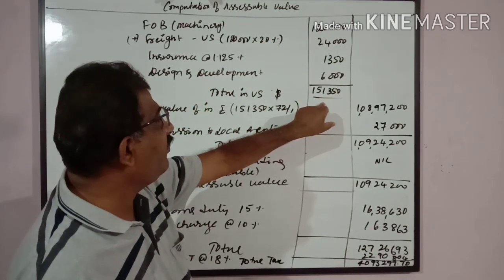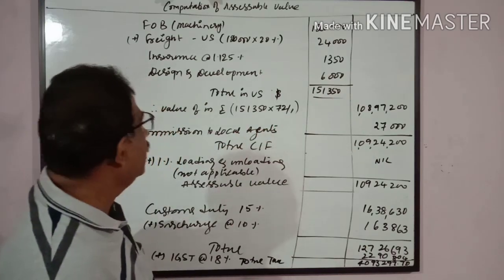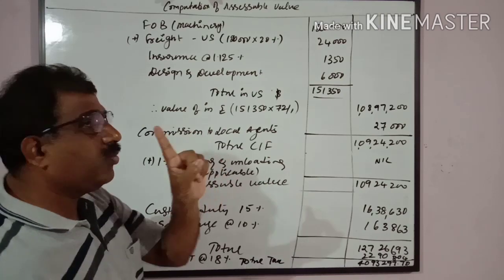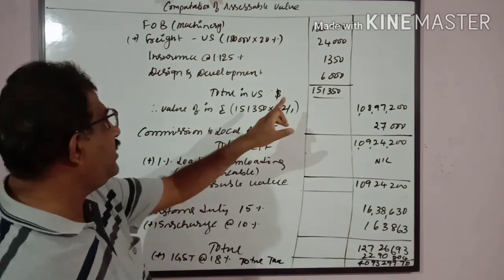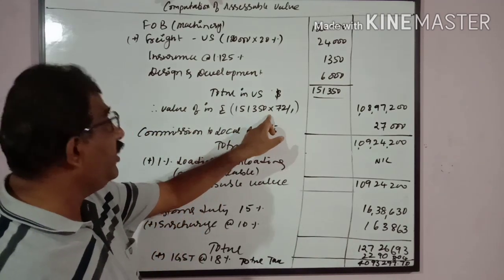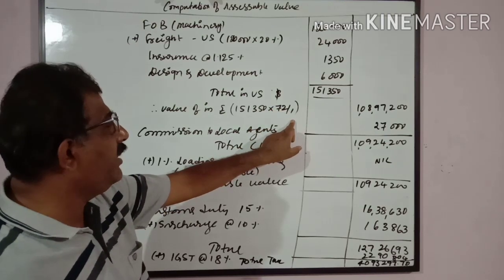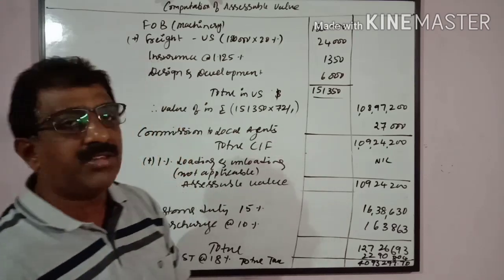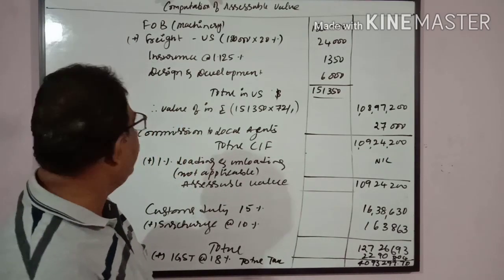Totally $1,51,350. We convert this into rupees. $1 is equal to 72 rupees. So that means 1,51,350 into 72 divided by $1. So it comes to 1,08,97,200 is the total value.